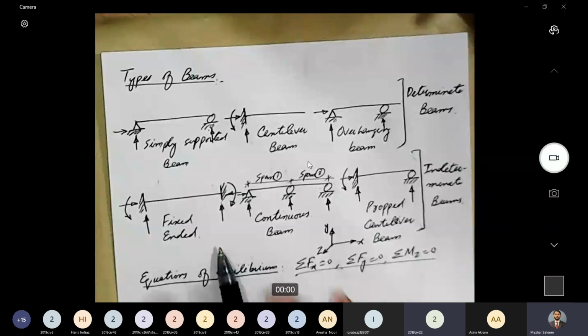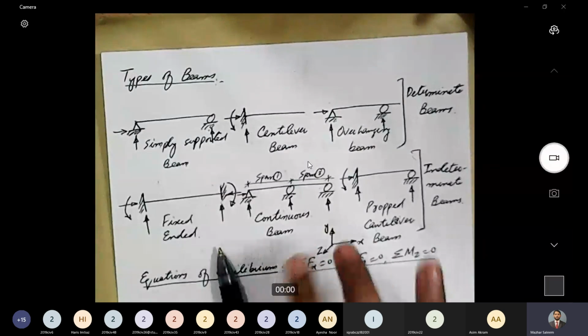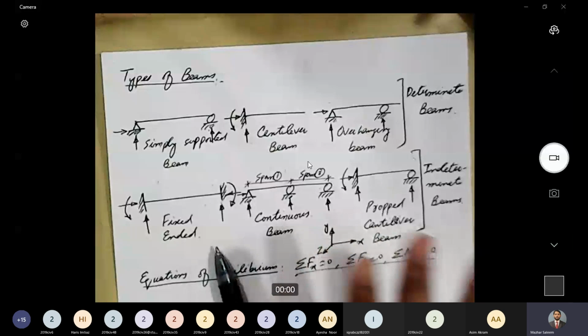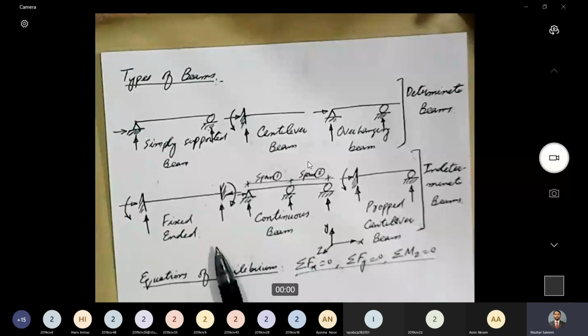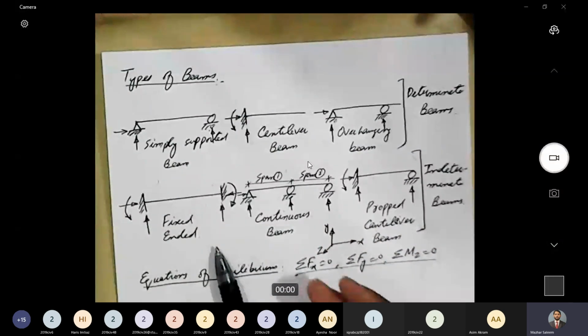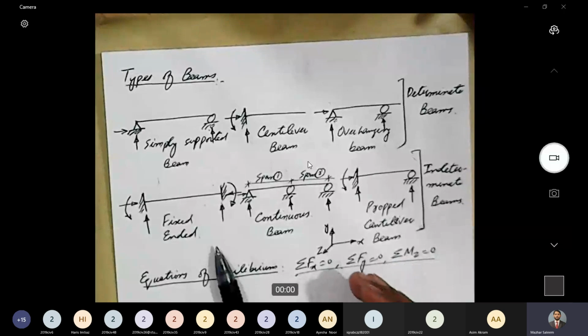Actually that will make an entirely different system. We cannot simply break a continuous beam into 2 simply supported beams. For these indeterminate beams, there are other methods available that you will be covering maybe next semester or the semester after, when you will be talking about structural analysis.